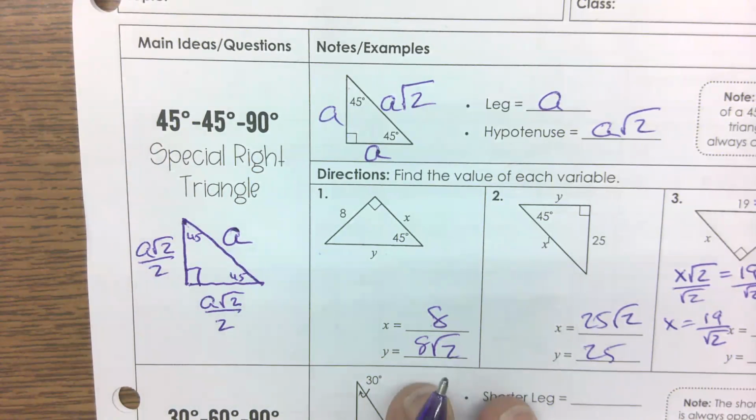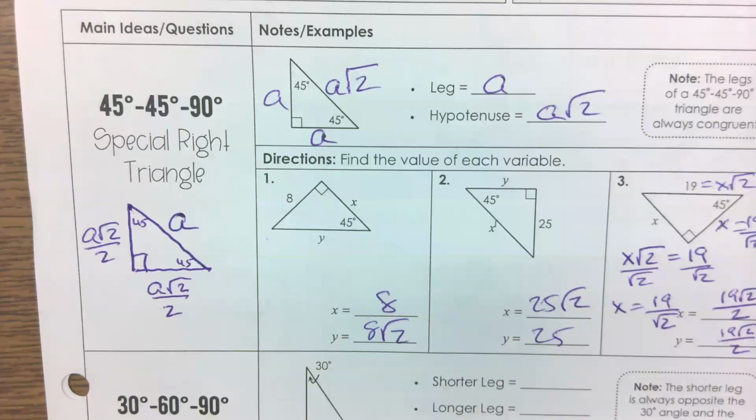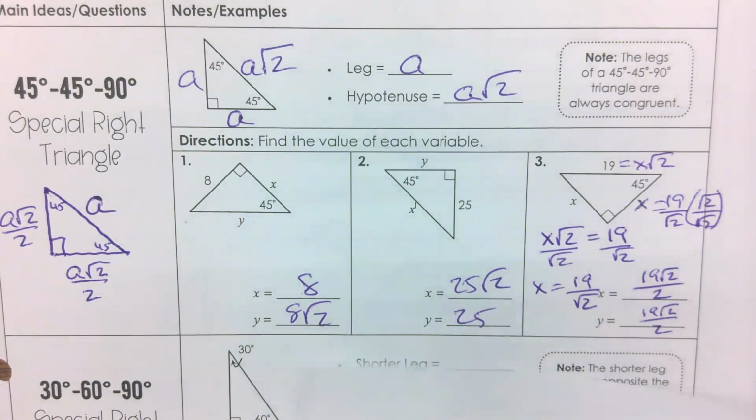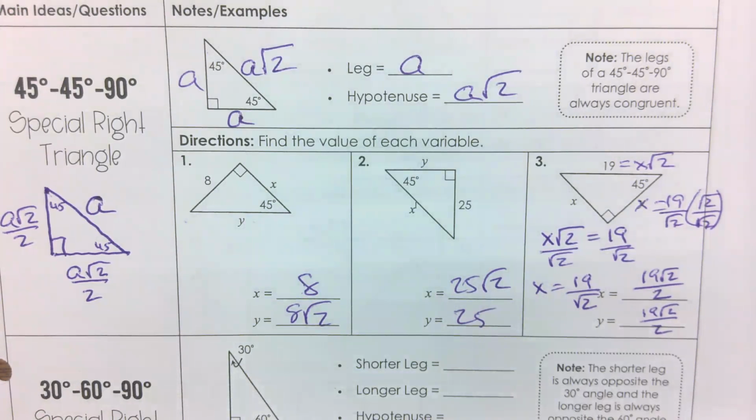Any questions on 45, 45, 90 triangles to find missing legs? Can you just show number 3? All good?